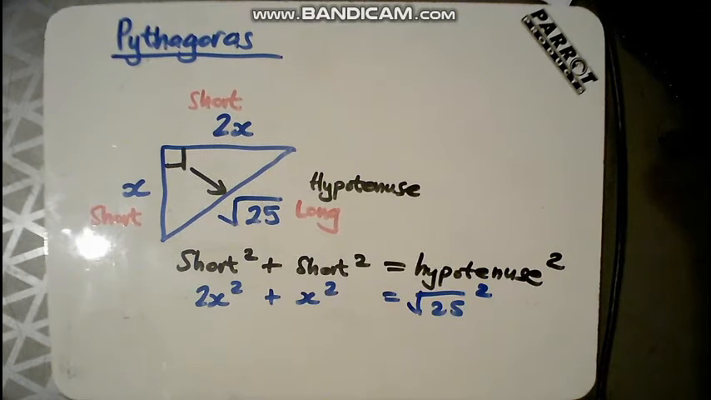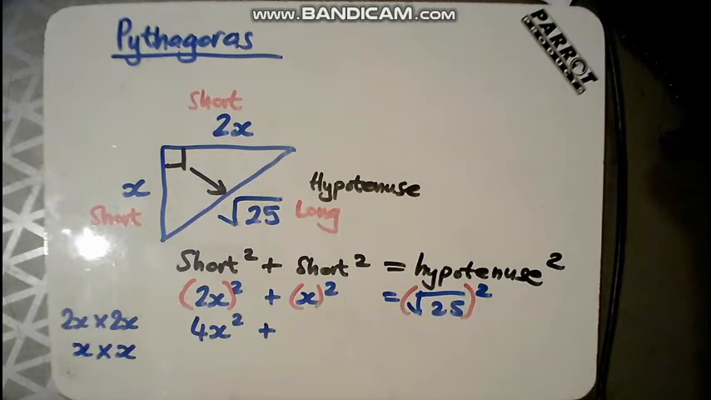Alright, substitute our sides and square them. 2x times 2x will give us 4x squared. x times x will give us x squared. 25, the square root of 25 is 5. Alright, so now we can simplify.